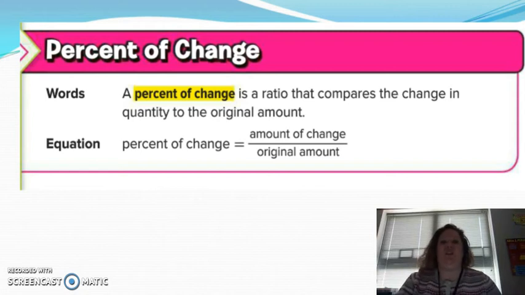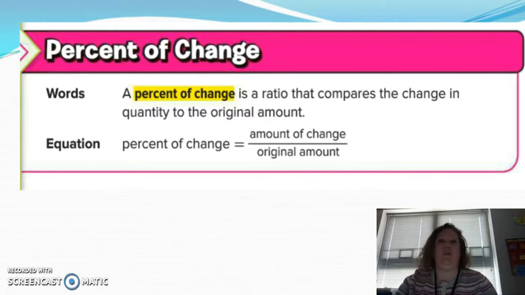Percent of change is used when you are comparing the difference between two prices, two amounts, two quantities. You want to look at the two different quantities, find the difference between the two, so you would use subtraction, and then you would divide by the original amount. Once you divide, you want to multiply by 100 to turn it into a percent.